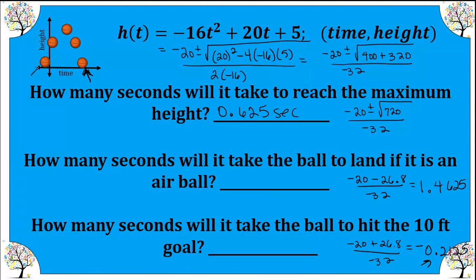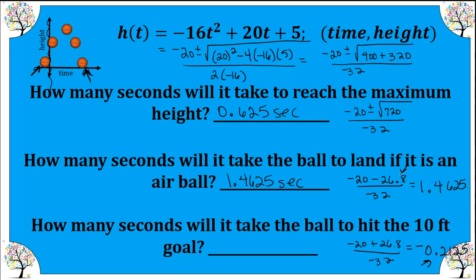This one is irrelevant. This is what is represented here, but we can't have negative times. So any point to the left of here is irrelevant. So how many seconds will it take to land if it was an air ball? We're going to say about 1.4625 seconds. And of course, this is not exact because we did some rounding here.